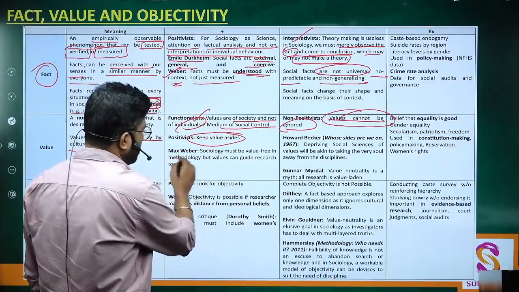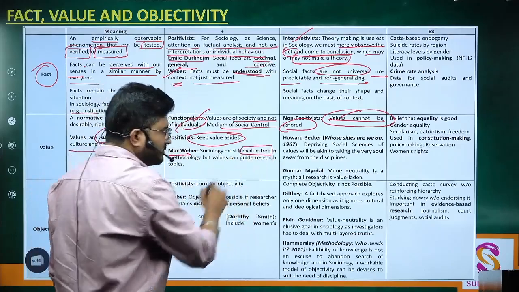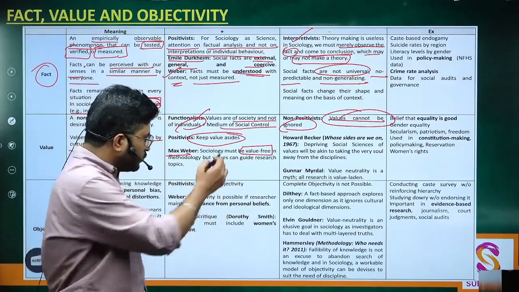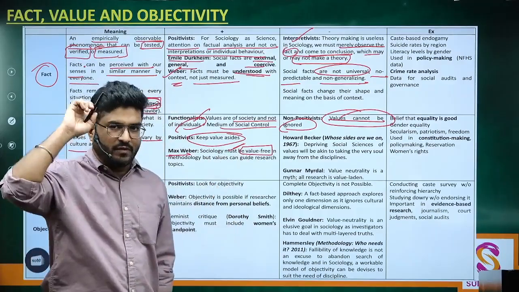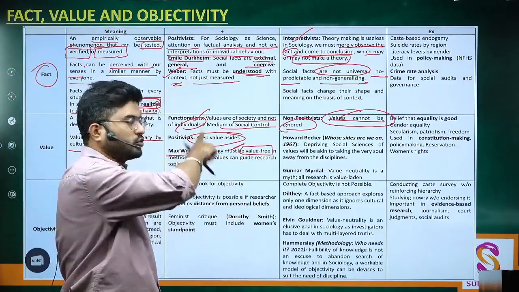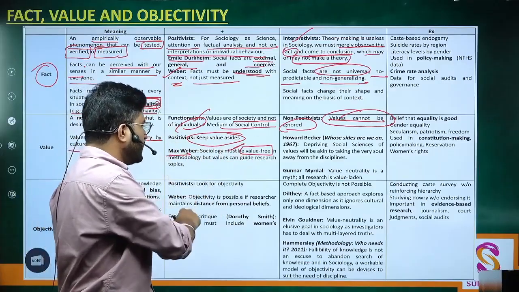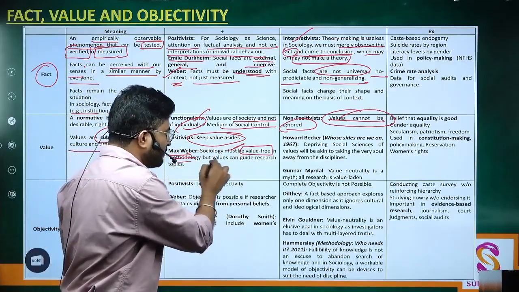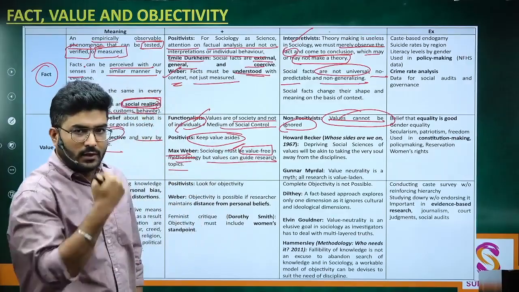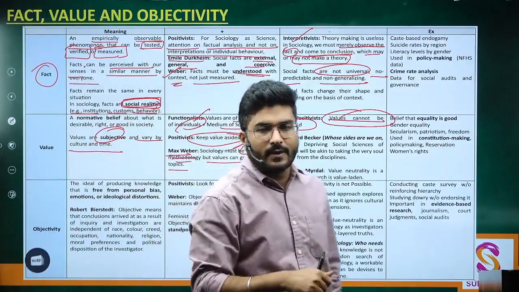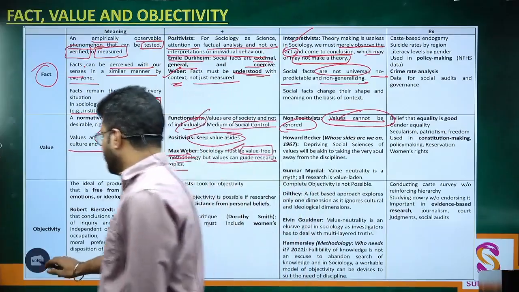For Max Weber, sociology must be value free. Whenever you see these kinds of words, PYQs दिमाग में आ जाने चाहिए कि value free sociology पूछी हुई. So for Max Weber, sociology must be value free in methodology, but values can guide research topics. Okay, what does it mean?